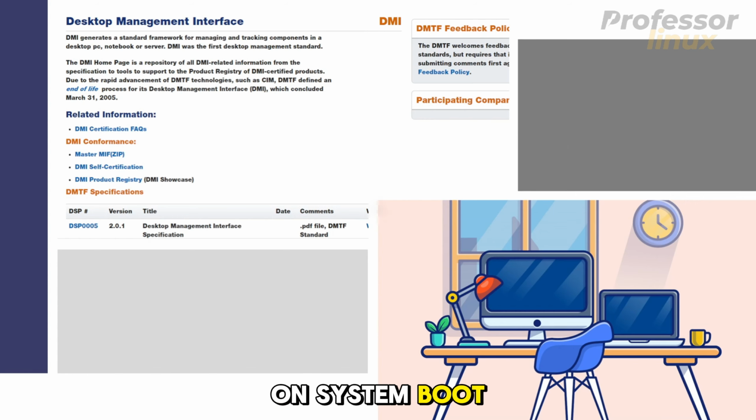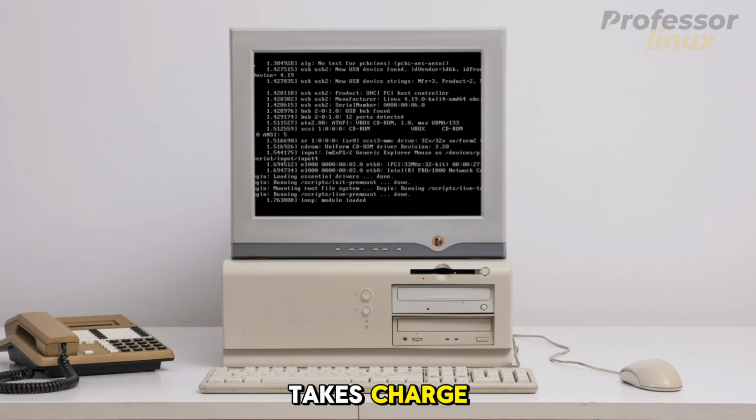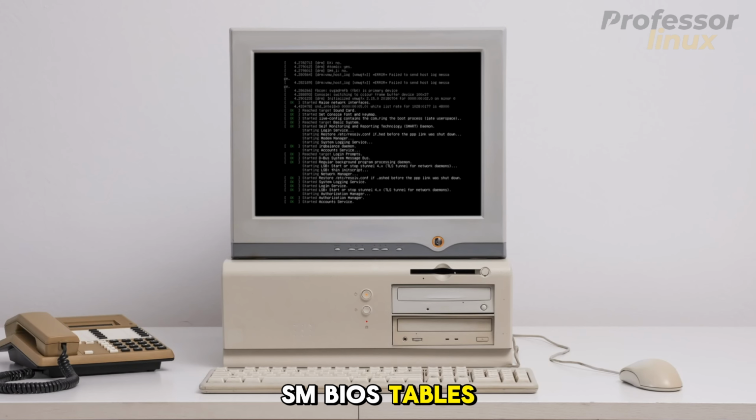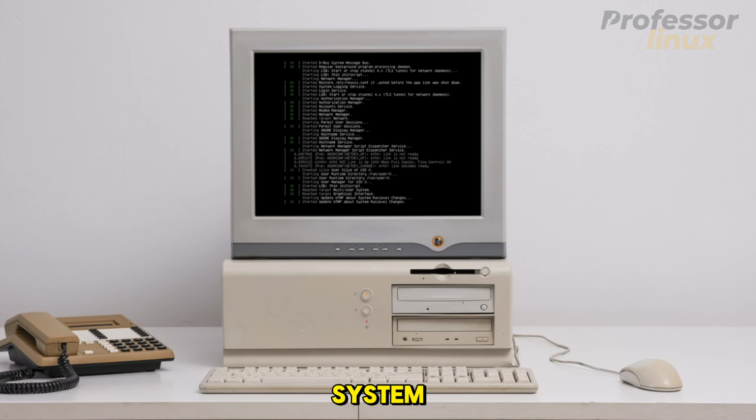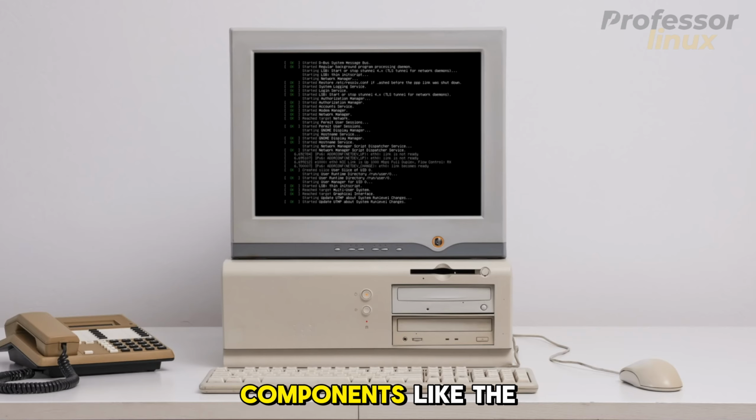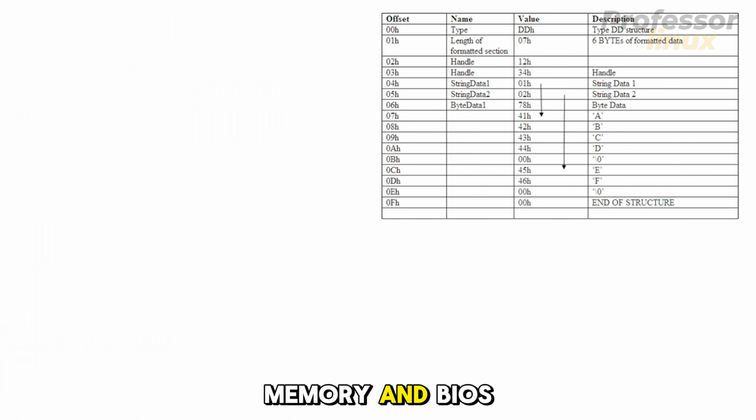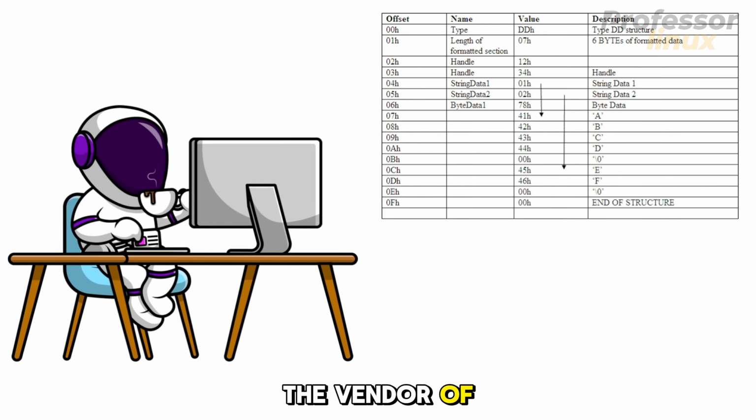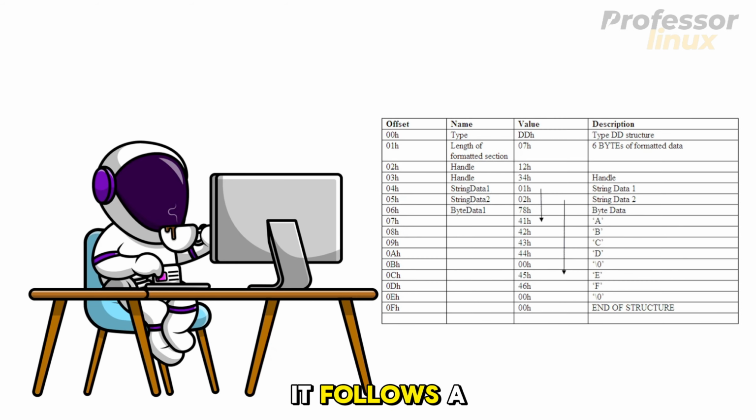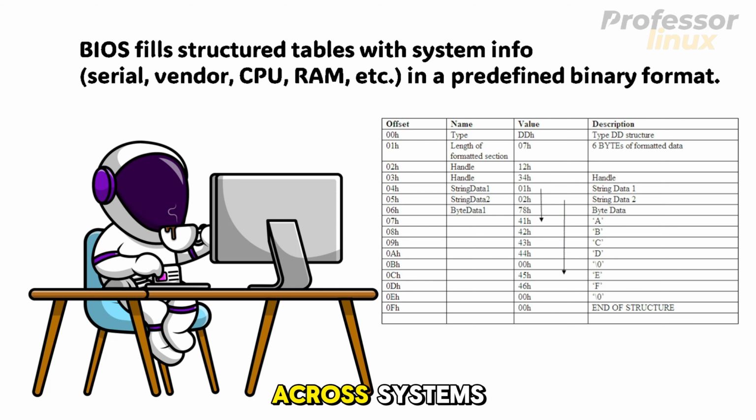On system boot, the BIOS takes charge. It initializes the hardware and creates the SMBIOS tables, which are essential for managing the system. These tables contain valuable information about your hardware components like the processor, memory, and BIOS. These SMBIOS tables are filled with structured data, things like serial numbers, the vendor of the motherboard, CPU details, RAM size, and much more. It follows a predefined binary format to ensure the information is consistent across systems.